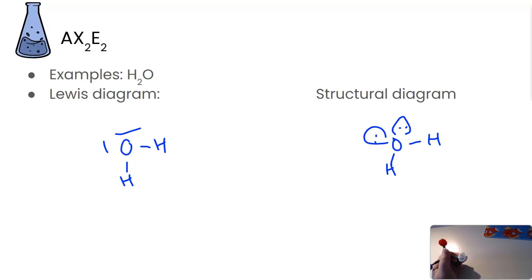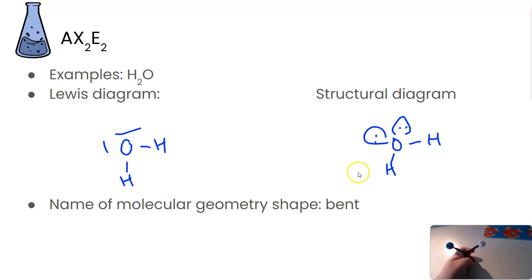In this particular case, when drawing the structural diagram, I'm not really going to bother with wedges and dashes. You only have 3 things that are actually going to be visible. Draw them at a bit of an angle and not in a straight line to emphasize that whole bent shape. That really matters, as I've mentioned before, and then you can draw in the other 2 lone pairs.